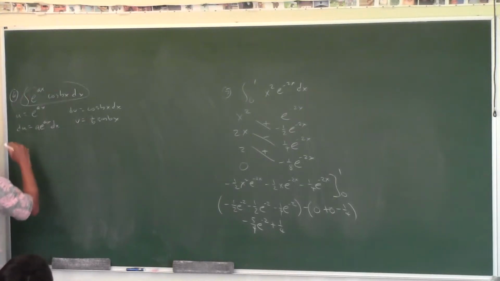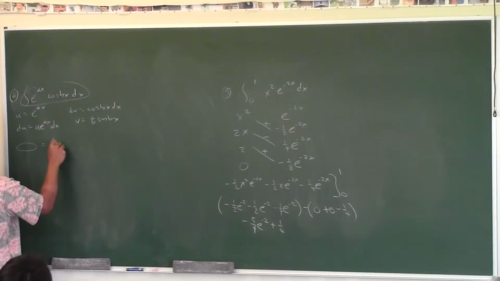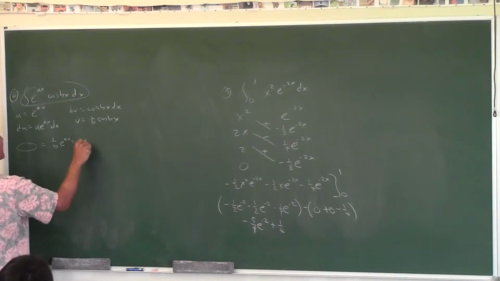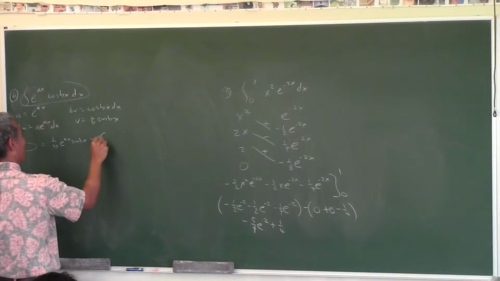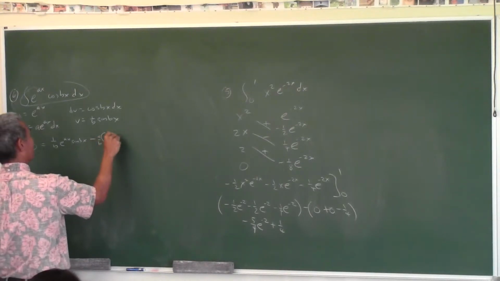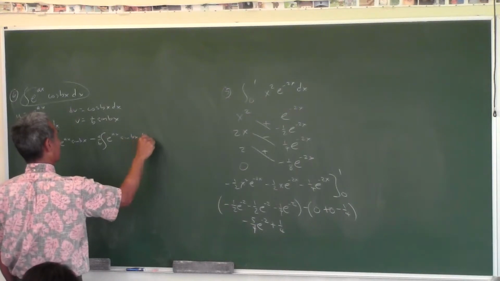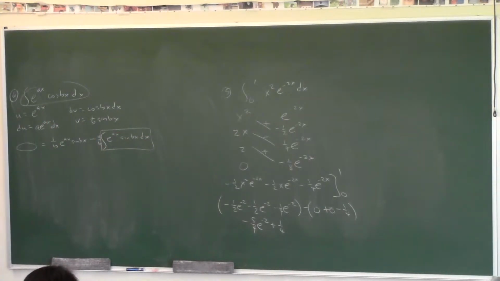Okay, so I'm going to call this oval. Oval is equal to uv, 1 over b e to the ax sine bx, minus the integral of v du. So that's going to be a over b on the outside, e to the ax sine bx dx. So now we have to do this integral, which I call box.